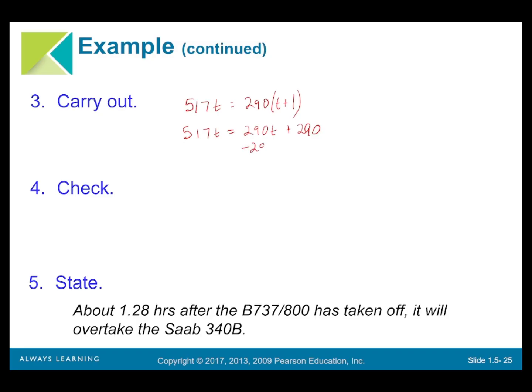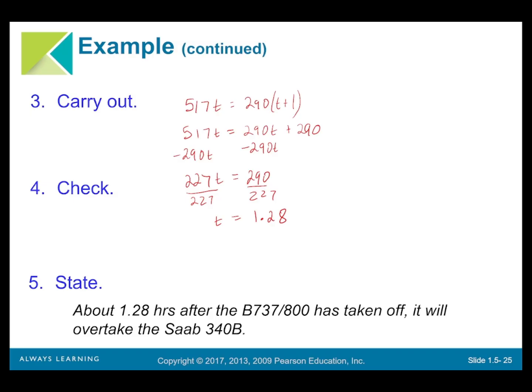And now I'm going to subtract 290T from my right-hand side, because as you know, I want to have all of my T values on one side. And we need to now do 517 minus 290, and that is 227. And I'm still left with 290 on the right-hand side. So now I divide both sides by 227. And I have T equals 290 divided by 227, which is about 1.28.